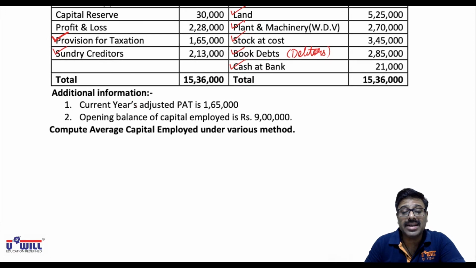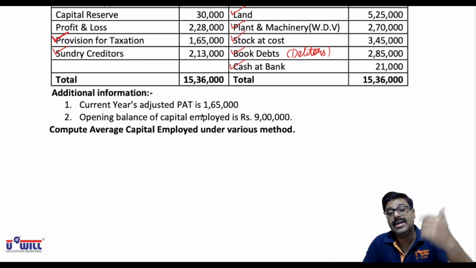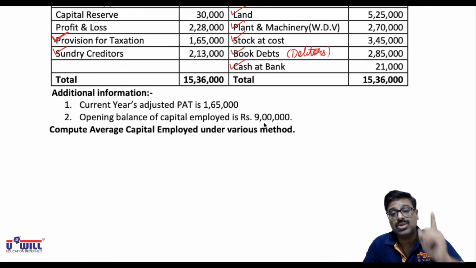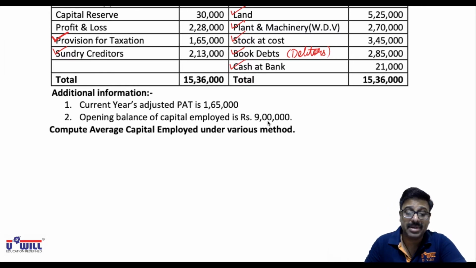Additional information: current year's adjusted profit after taxes 1,65,000. This will help us in finding the average capital employed. We have seen three methods. In the second and third methods, half of the current year's adjusted profit after tax is to be added and subtracted. There it will be used. And the opening balance of capital employed, 9 lakh, will be used in the first method to find average capital employed.